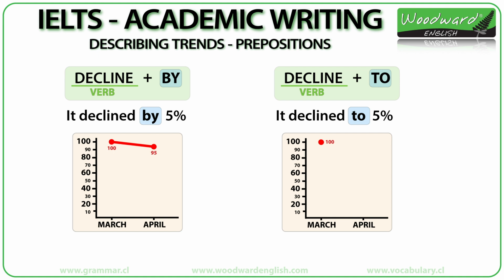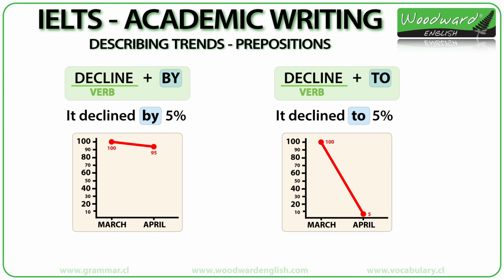By is used to show the difference between the two numbers. The difference between 100 and 95 is 5. It declined to 5% means it fell from 100% all the way down to 5%, which is a huge drop. We use to because we're talking about the end point. In this case, the end point is 5%.